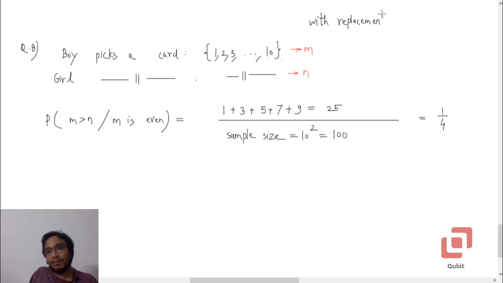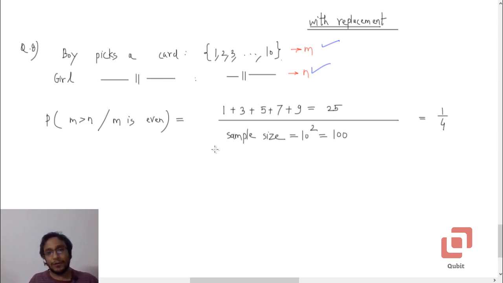You can also frame it in the without-replacement situation. In that case, the probabilities would change. I have solved it in the context of with replacement. That means he picks a card, sees his score, and puts it back. Then a girl comes and picks a card. The number that the boy gets was called M, and the number that the girl got was called N. We were required to find the probability that the score on the boy's card is greater than that on the girl's card, given that M is even, or the score which the boy got was even.